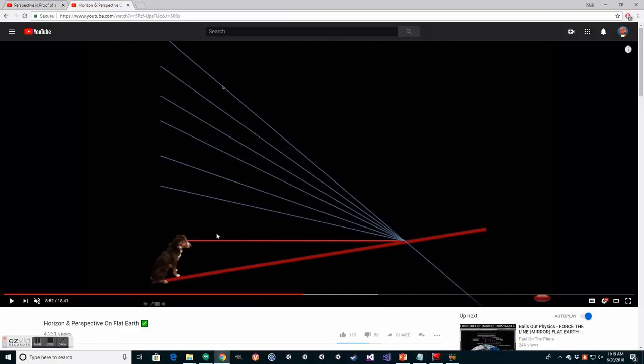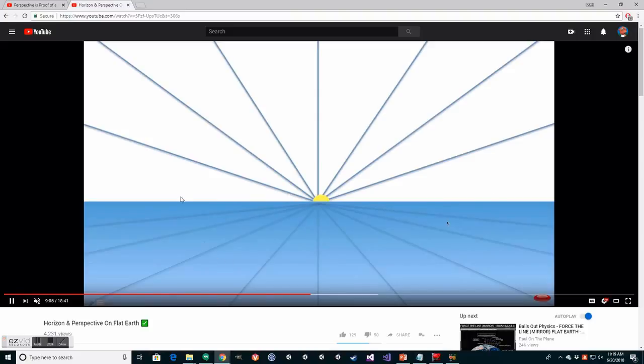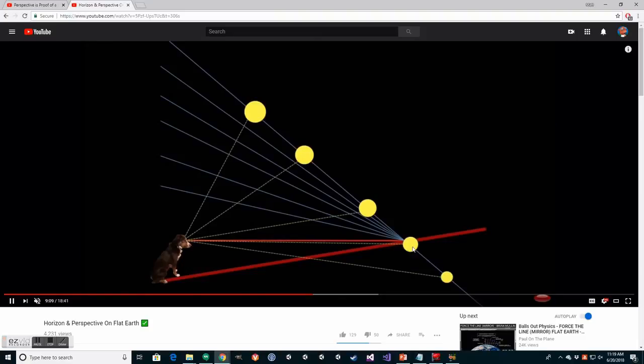Now let's check this. Here's another one. Very similar diagram. These are parallel lines having been tipped down towards a vanishing point because we know that perspective does that. So here we see the sun and those converging parallel lines as it crosses the vanishing point.